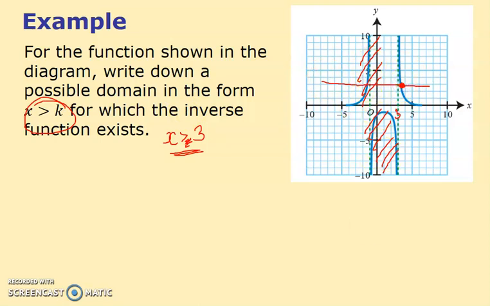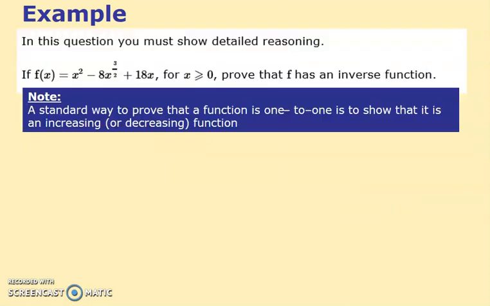Because all this other stuff doesn't exist. I think it's greater than 3. X is greater than 3. There you go. In this question, you must show some detailed reasoning, which basically is a posh way for the exam question to say, show some algebra.